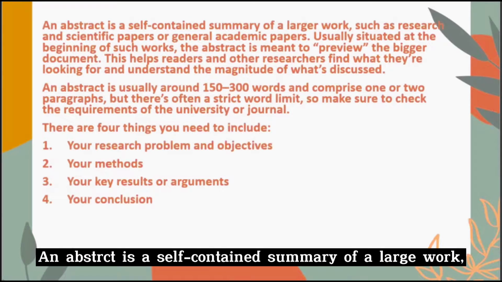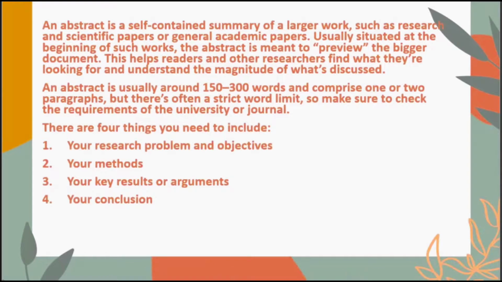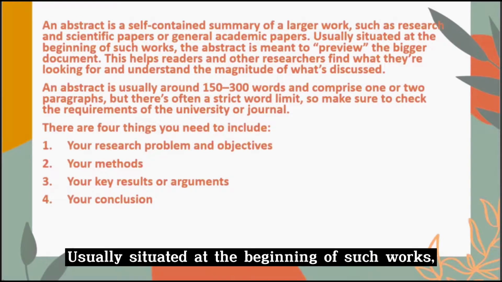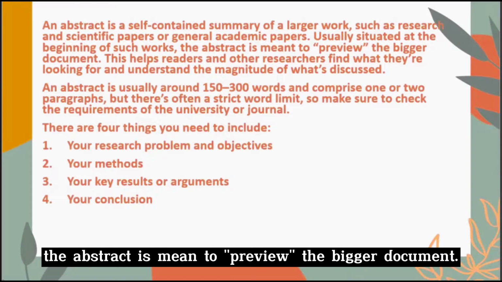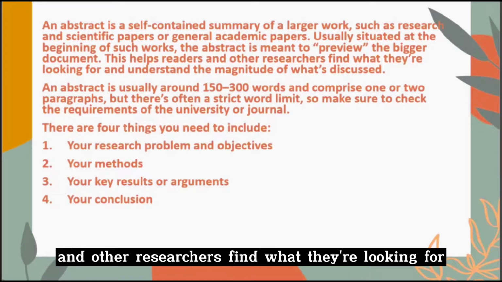An abstract is a self-contained summary of a larger work, such as research and scientific papers or general academic papers. Usually situated at the beginning of such works, the abstract is meant to preview the bigger document. This helps readers and other researchers find what they are looking for and understand the magnitude of what's discussed.